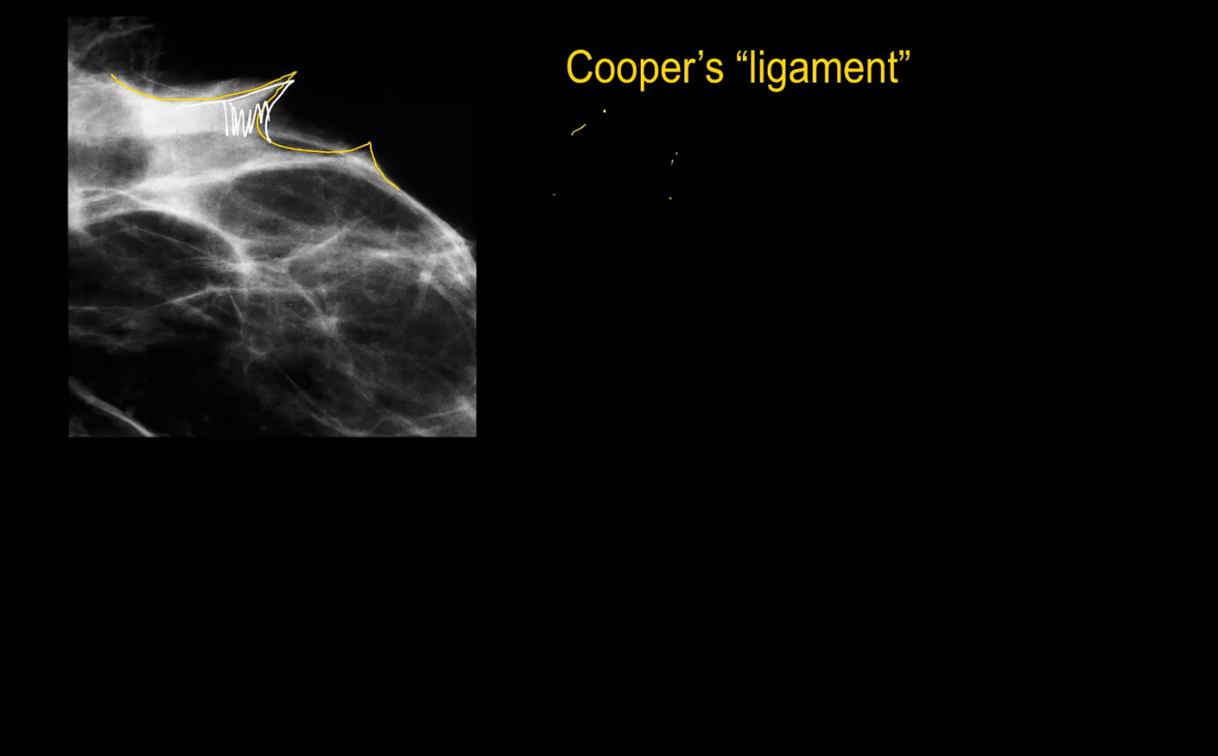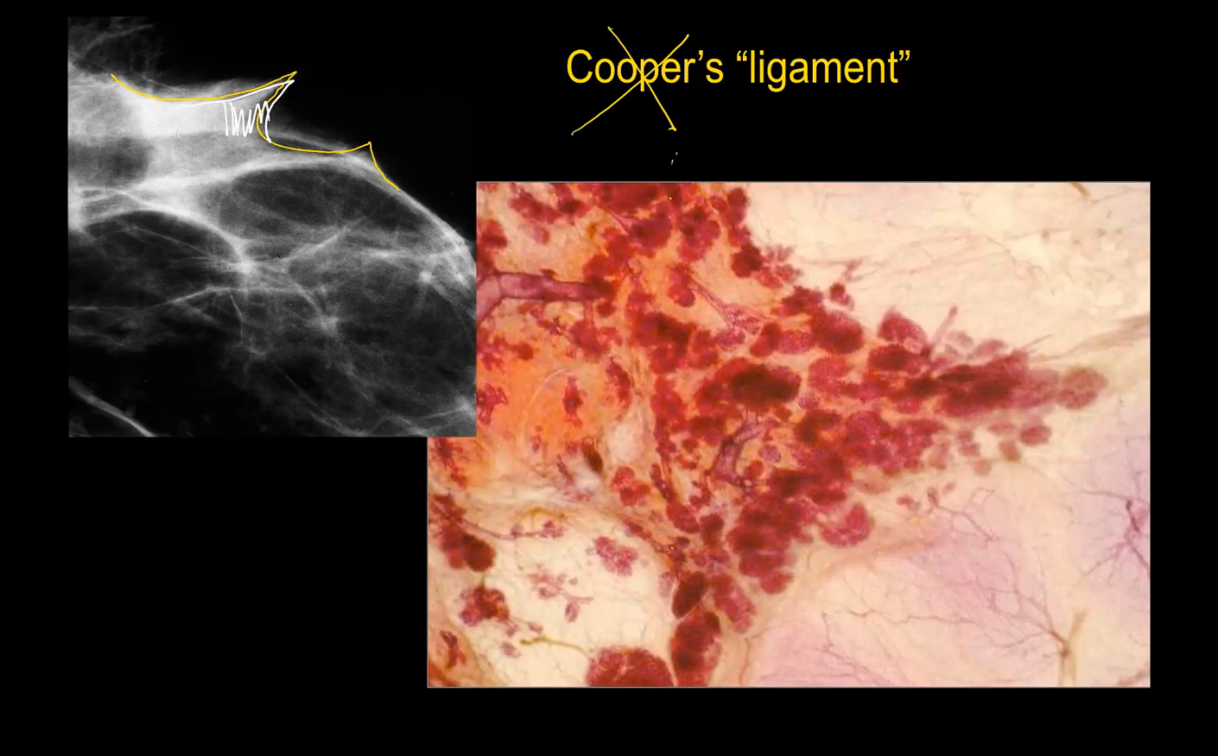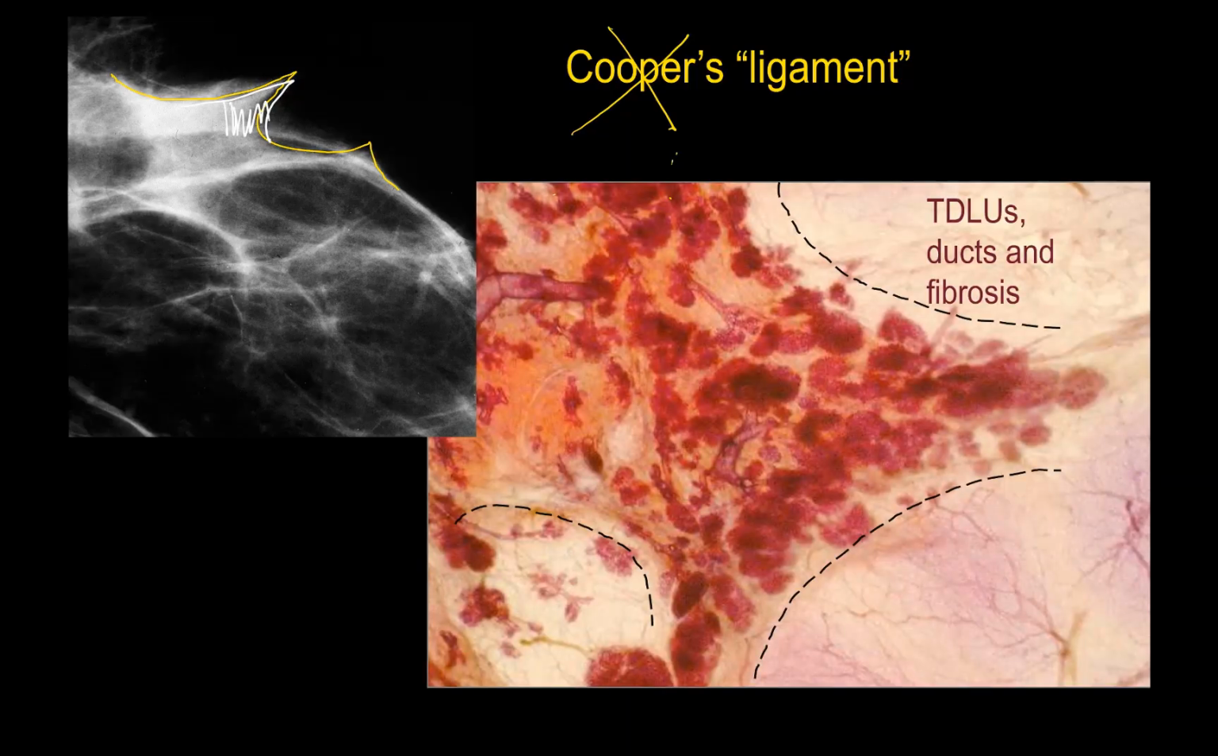Mr. Cooper was much smarter than giving his name to this, because if you do 3D pathology, then it's indeed ducts, TDLUs, and fibrosis. Now that means 3 out of the 4 basic building blocks. Dear colleagues, this is not a ligament. That's a misnomer. My Achilles tendon is a ligament.